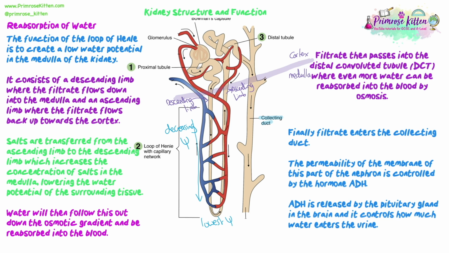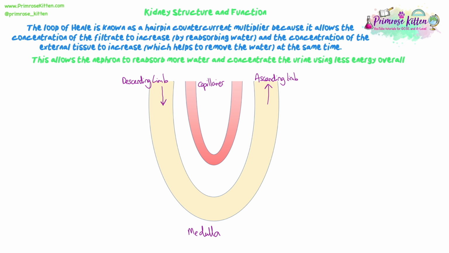So the permeability of the membrane of this part of the nephron, the collecting duct, is controlled by the hormone ADH, or antidiuretic hormone. Antidiuretic hormone is released by the pituitary gland in the brain, and it controls how much water enters the urine. We're going to look at how it controls that in a second, because that is our osmoregulation and how we control the water potential of blood. So we need to be able to explain how the loop of Henle actually works in order to concentrate the urine and reabsorb the water.